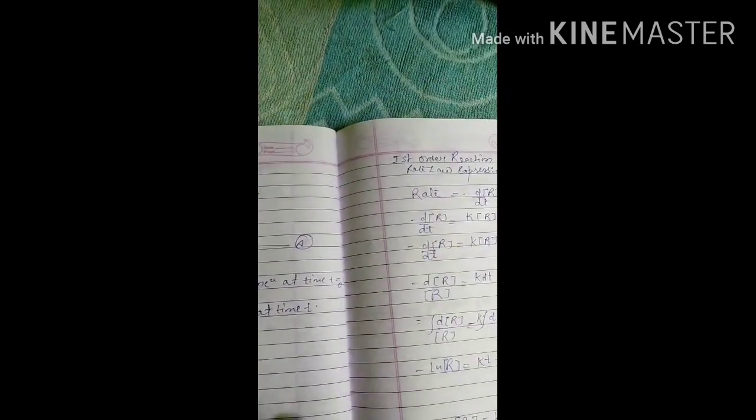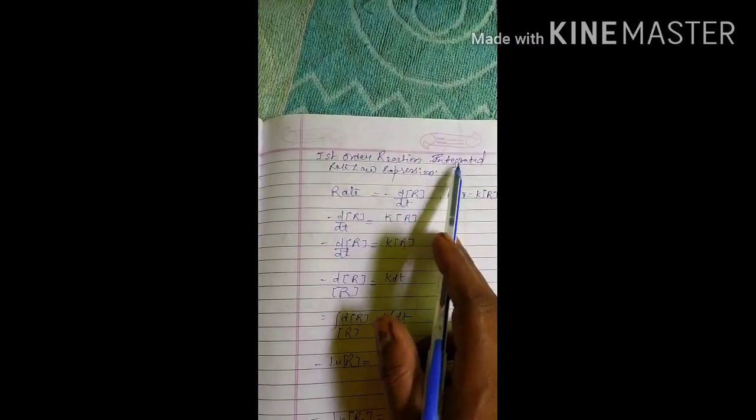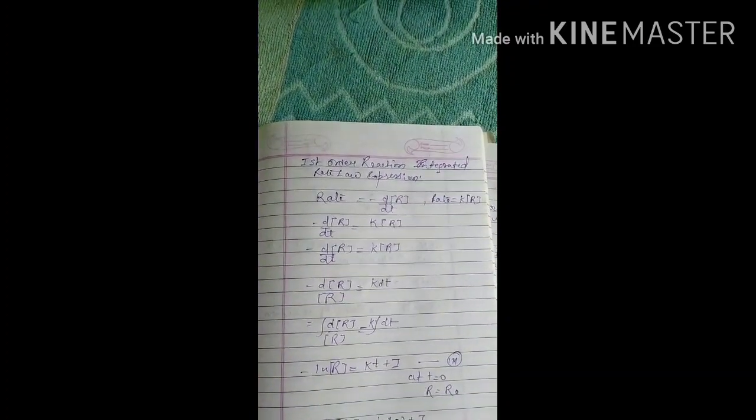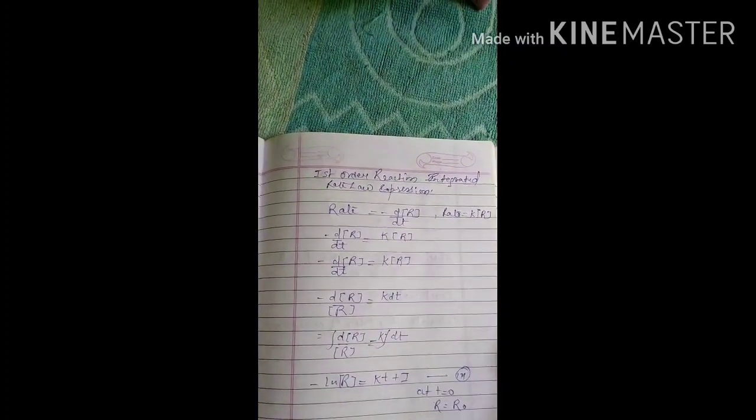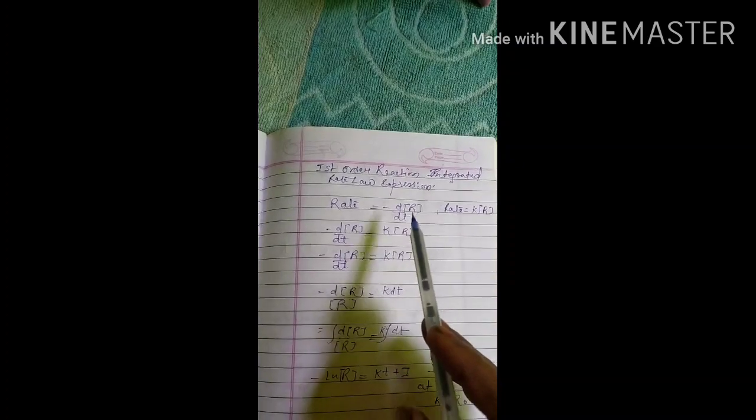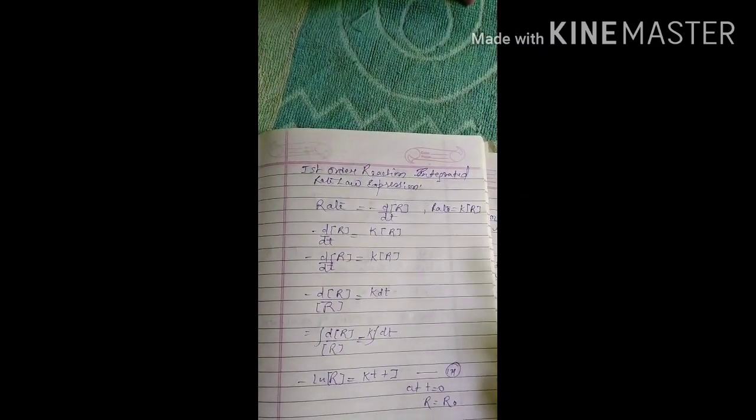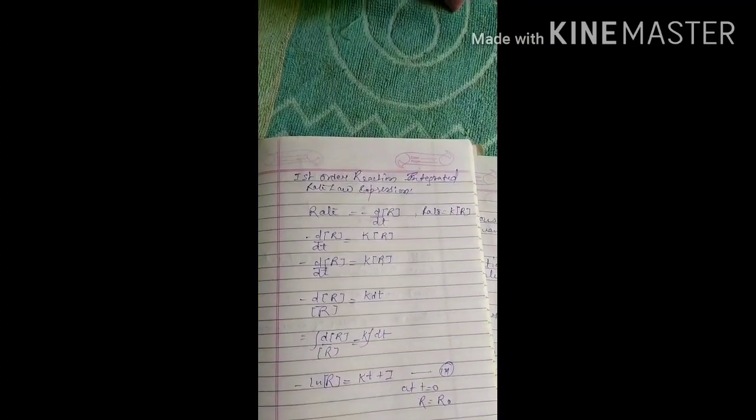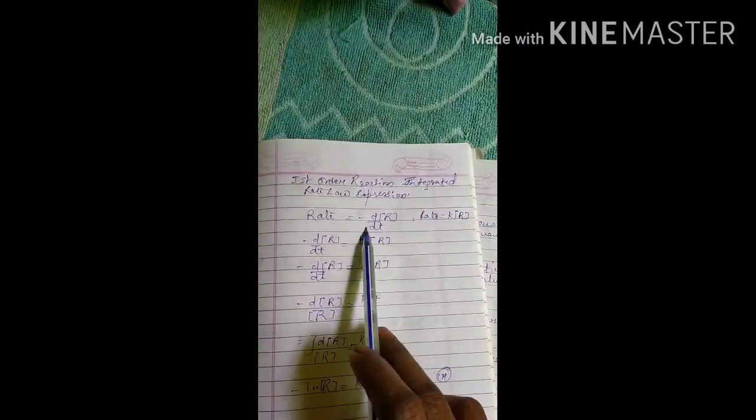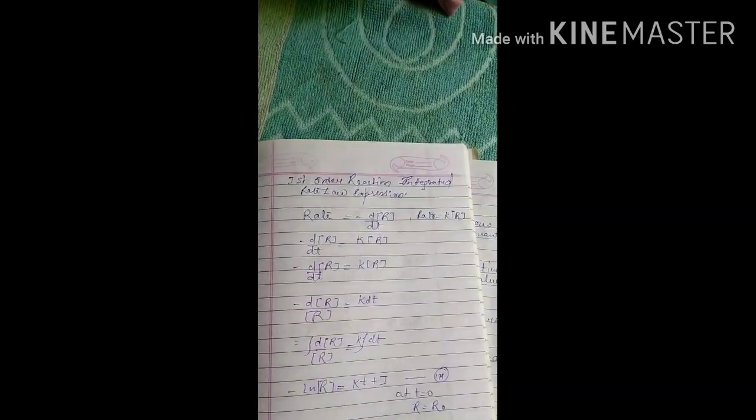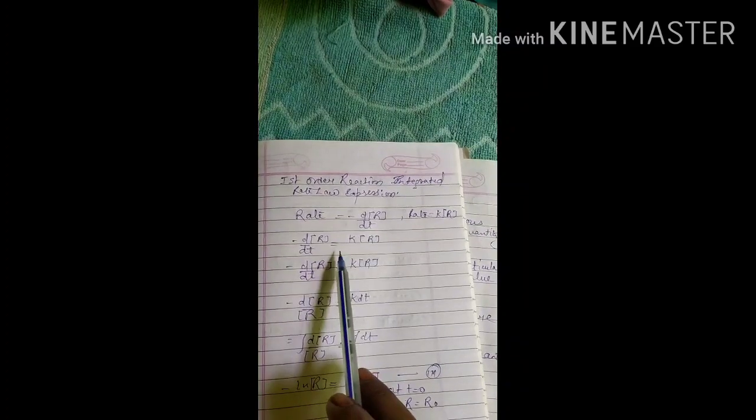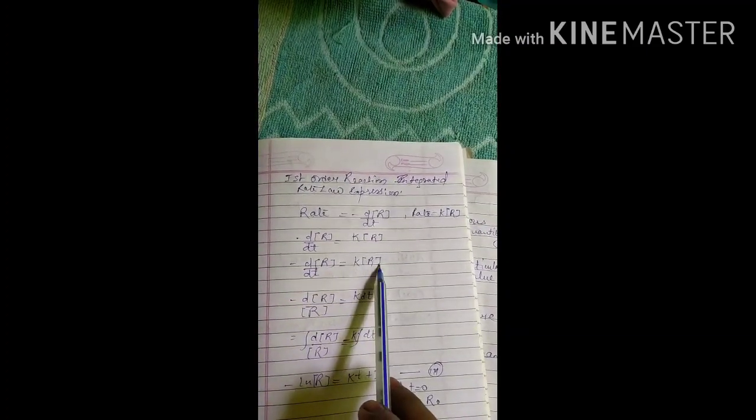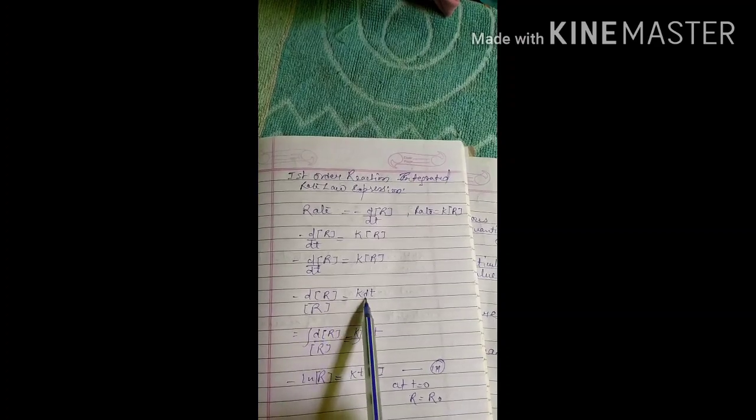Now come to the integrated rate law expression for first order reaction. In case of first order, in differential form we have rate equals minus dR by dt, where R is the concentration of reactants, and the rate equals K of R. Finally, from these two equations, we have minus dR by dt equals K of R, and it becomes minus dR by R equals K of dt.